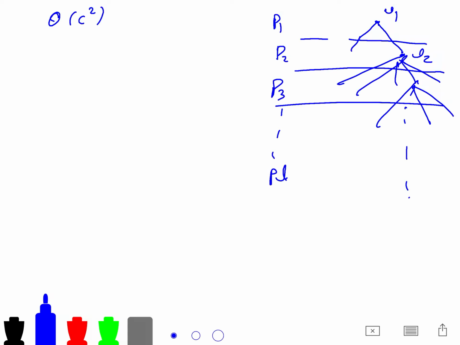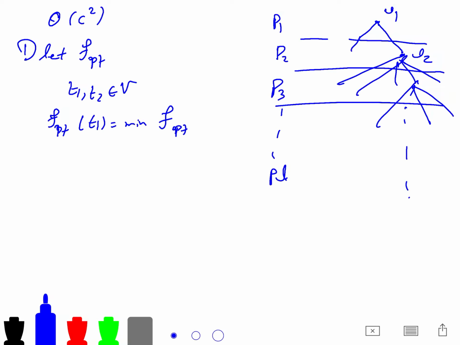So the algorithm for computing the embedding is like this. First, we let f_opt be the optimal embedding. Of course, we don't know it, but we guess the nodes. We can always guess the nodes T1 and T2 such that f_opt of T1 is the minimum of f_opt of V, and f_opt of T2 is the maximum of f_opt of V.